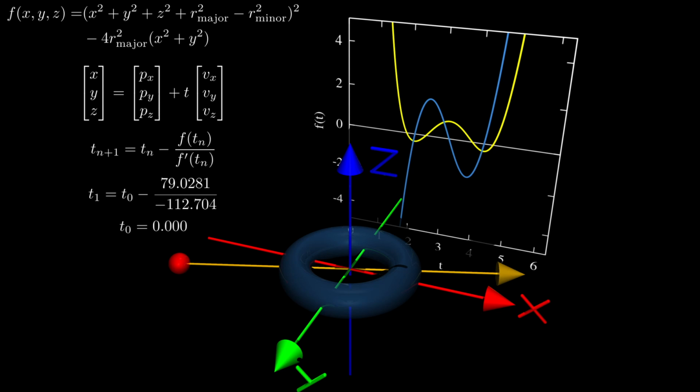So t1 is equal to t0 minus f(t0) over f'(t0), and t0 is equal to 0, because we're starting at 0, which is the initial point of our ray, and usually that would be the location of the camera. We have a value of f(t) of 79 and a value of the gradient of minus 113. Okay, now let's have a look at what happens as we iterate through this process.